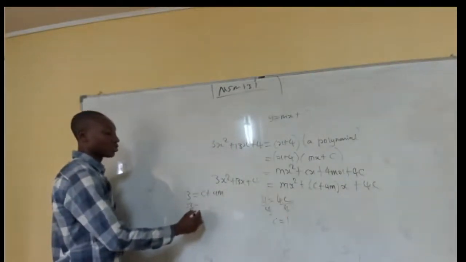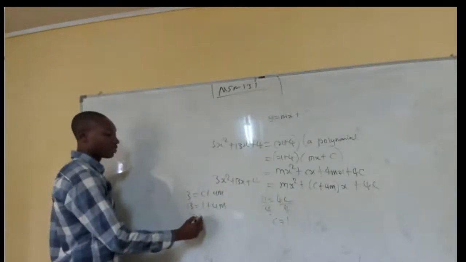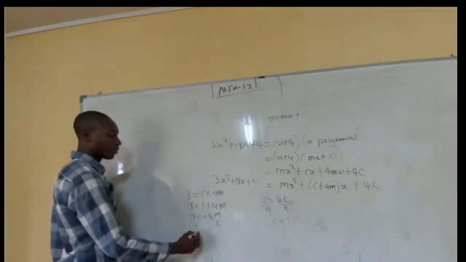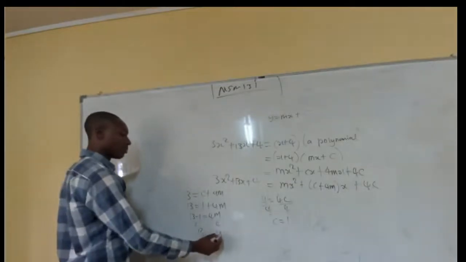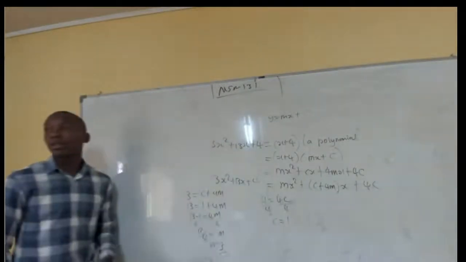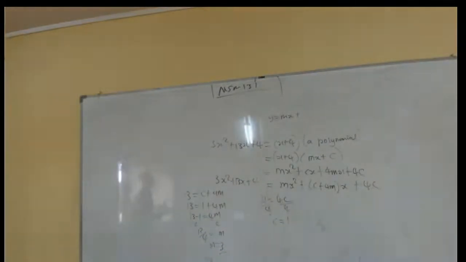So we have 13 is equal to 1 plus 4m. Then 13 minus 1 is equal to 4m, over 4. 13 minus 1 is 12, 12 over 4 is equal to m. So m is actually 3. So I did not even have to solve that, because as I said, if you look at the coefficient of x squared where m is, you notice that the m is given as 3.